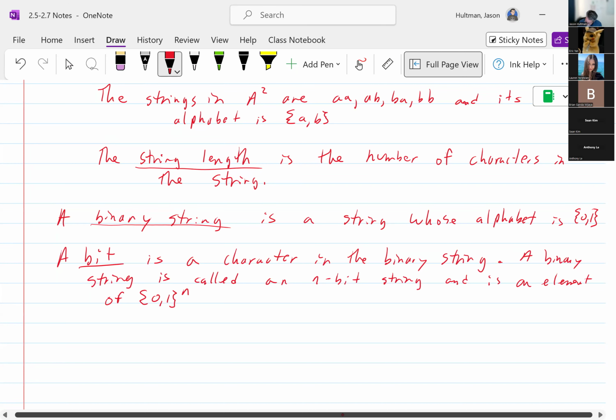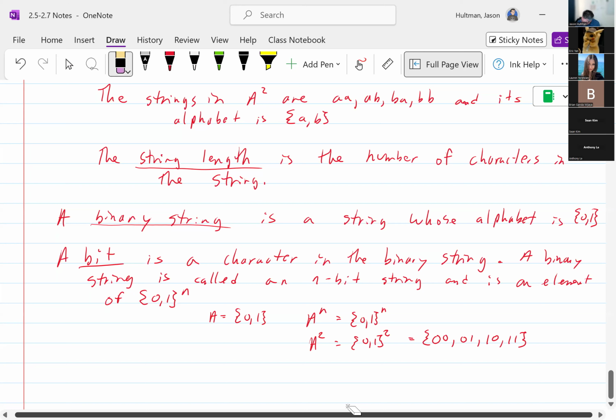So think of it like this: if A is equal to {0, 1}, then A to the nth power is {0, 1} to the nth power. If I have {0, 1} squared, we really don't need the A anymore. We can just look at the alphabet and then square it. This becomes all of the strings that I can create with these two characters, and each of those has how many bits in the string? Well, they're all 2-bit strings.